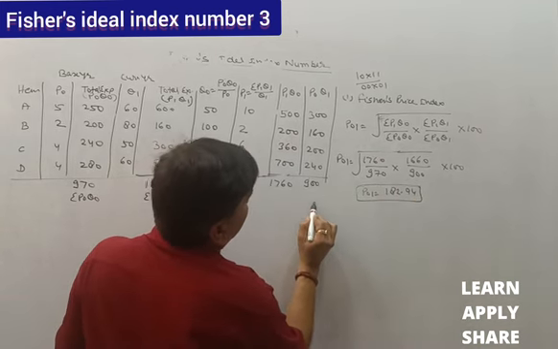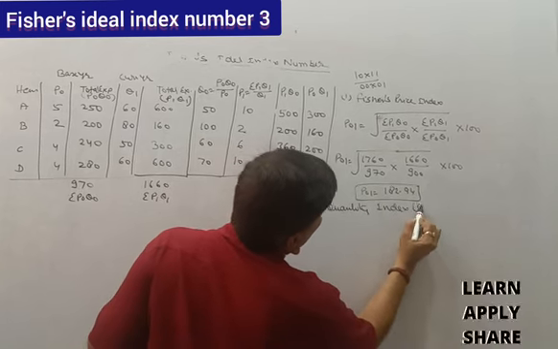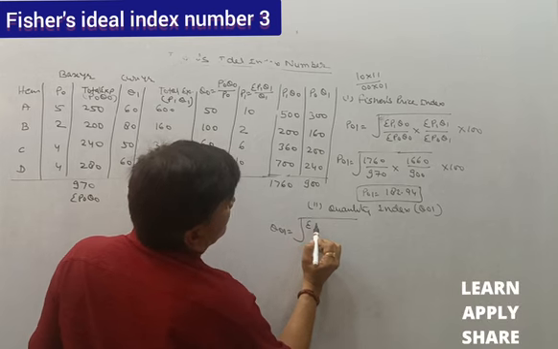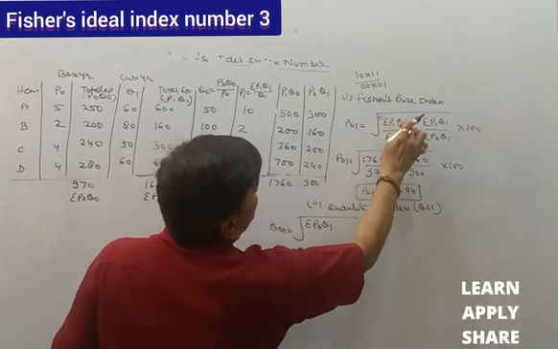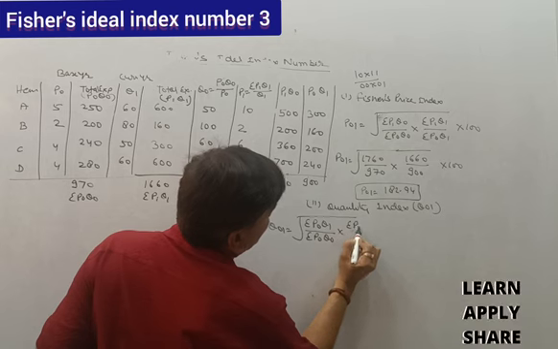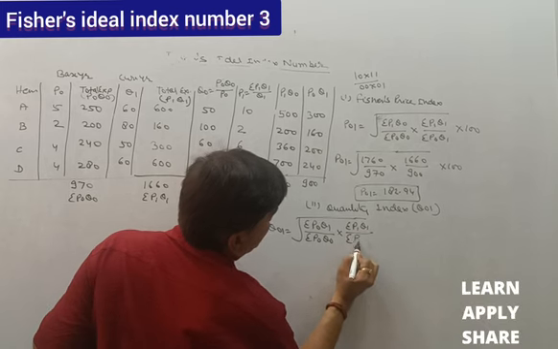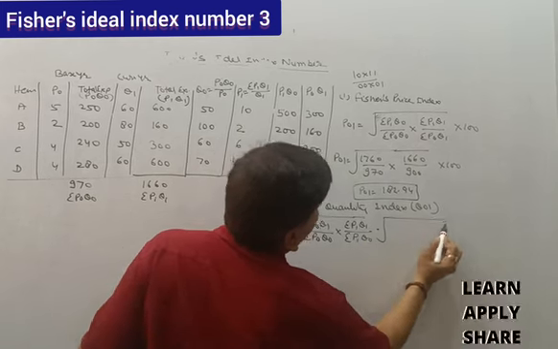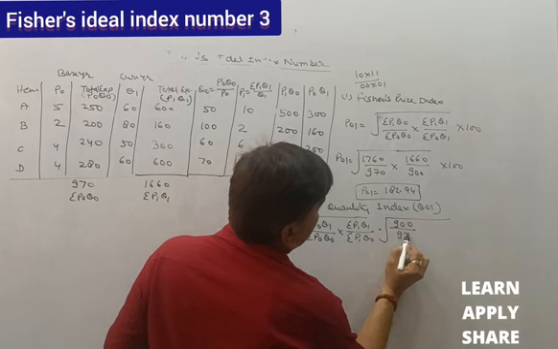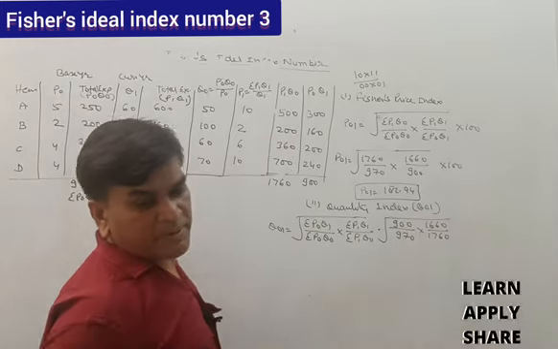Now the second, the quantity index Q01, is required. Q01 is sigma P0 Q1 divided by sigma P0 Q0, multiplied by sigma P1 Q1 divided by sigma P1 Q0. So that is 900 divided by 970, multiplied by 1660 divided by 1760. This will be called the quantity index.